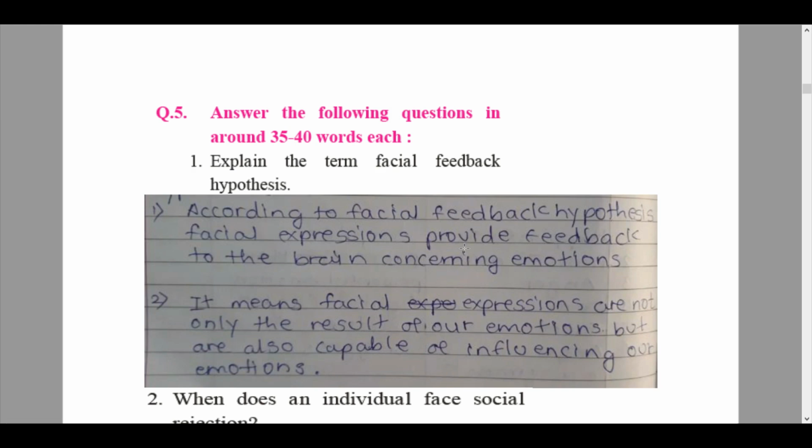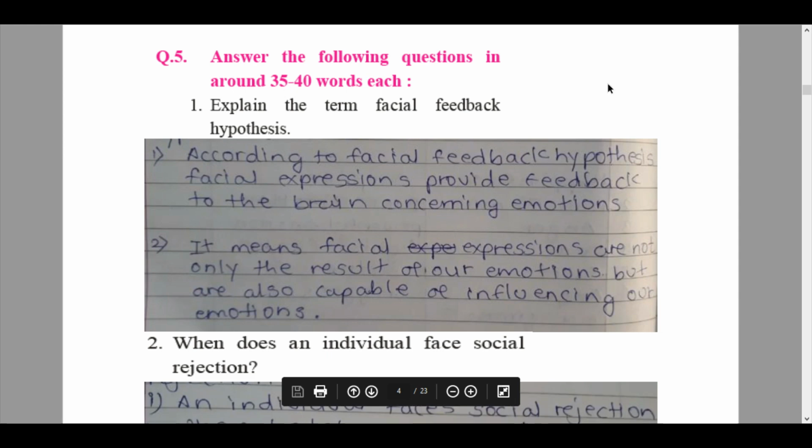Here our first sub-question is explain the term facial feedback hypothesis. Here we have distributed it into 2 pointers. So let's read it out. Our first pointer says, according to facial feedback hypothesis, facial expressions provide feedback to the brain concerning emotions. A second pointer explains, it means facial expressions are not only the result of our emotions, but are also capable of influencing our emotions.